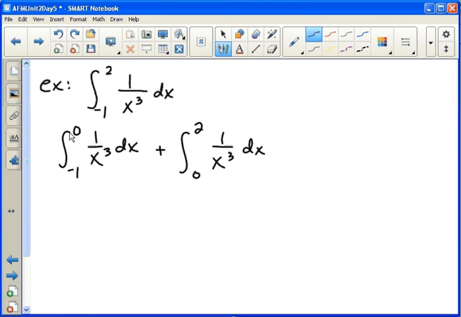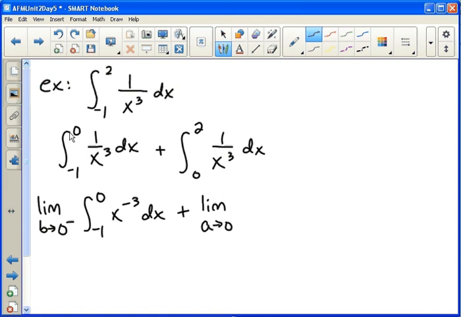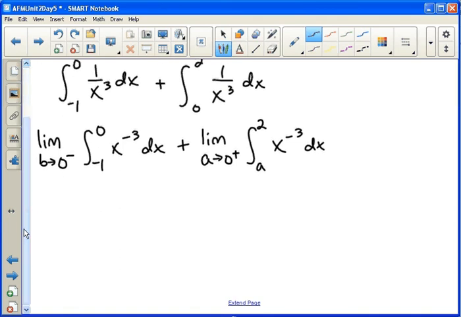So I get the limit as b approaches 0 from the left right here. I'm going to go ahead and rewrite the 1 over x cubed as x to the -3. And here I'll get the limit as a approaches 0 from the right. So we get that. Now, we add 1 to the exponent, divide by that number. Do the same thing for the second integral. It should be the same integral, so -1/2 x to the -2.